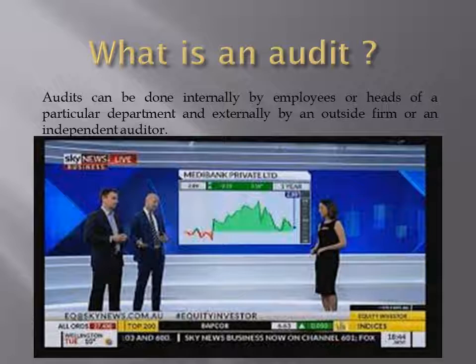Audits can be undertaken internally by employees or heads of a specific department. They can also be completed externally by an outside firm or an independent auditor. Here we will elaborate more on external audits. The objective of an external audit by an independent authority is to ensure that all books of accounts are done in a fair manner and there is no misrepresentation or fraud that is being conducted.